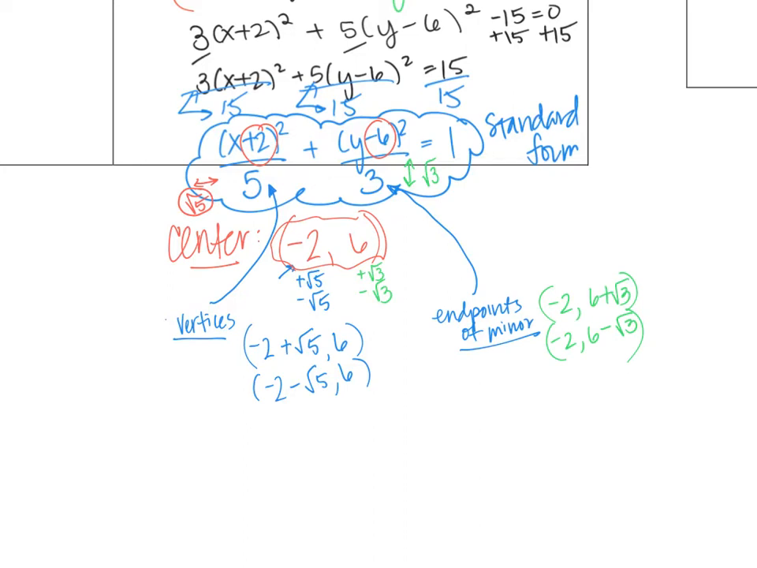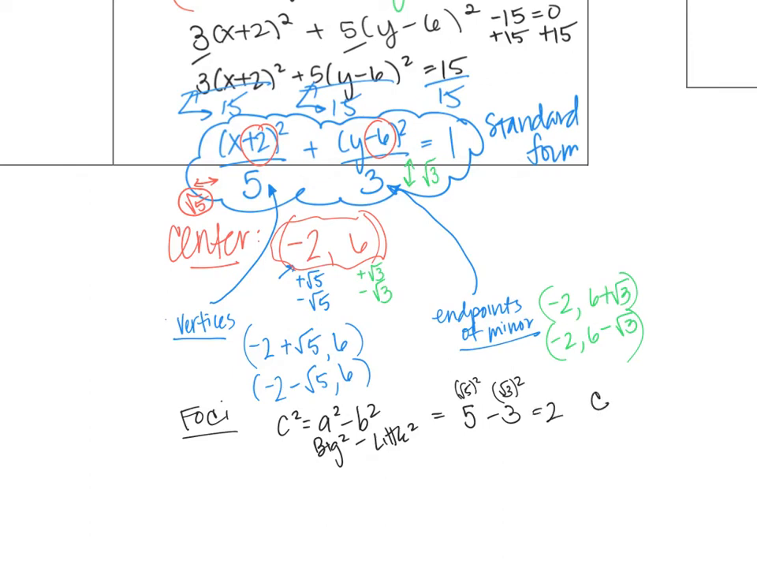So then the last thing I need to do, that fourth detail, was to find the foci. And that's equal to c squared equals a squared minus b squared, but what I've been calling it is the big squared minus the little squared, or the big guy minus little guy. So here that's going to be just 5, because we're taking really square root of 5 squared, and then minus 3, which is really square root of 3 squared, which is going to be 2. So that means that c will equal the square root of 2.